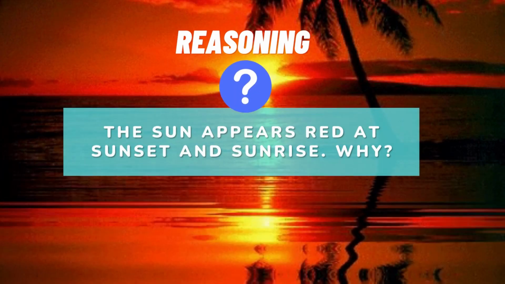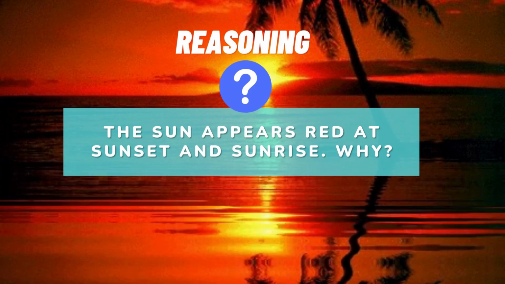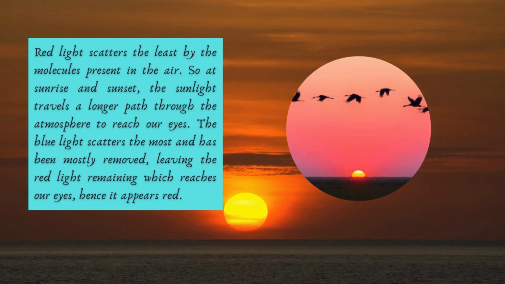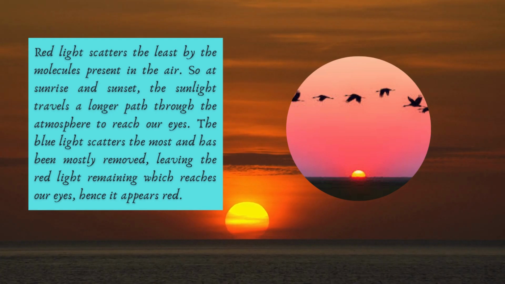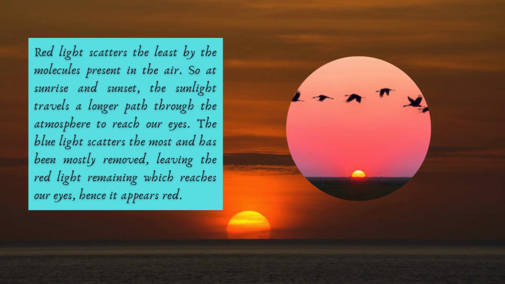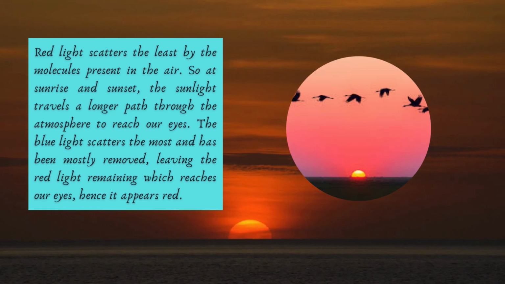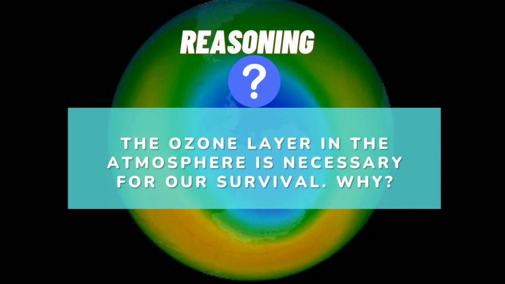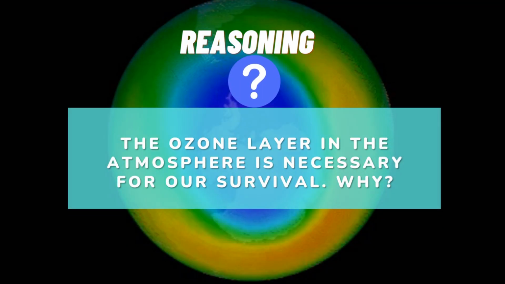The sun appears red at sunset and sunrise. Why? Red light is scattered the least by the molecules present in the air. So at sunrise and sunset, the sunlight travels a longer path through the atmosphere to reach our eyes. The blue light scatters the most and has been mostly removed, leaving the red light remaining, which reaches our eyes, hence it appears red.